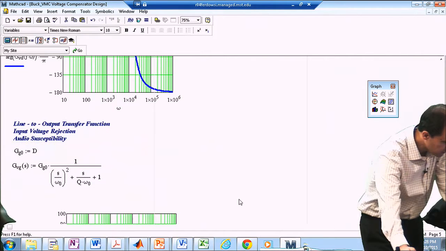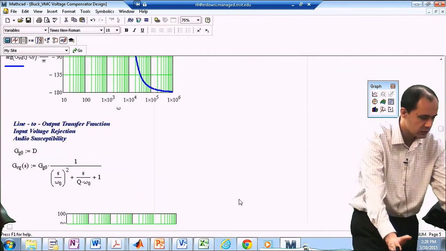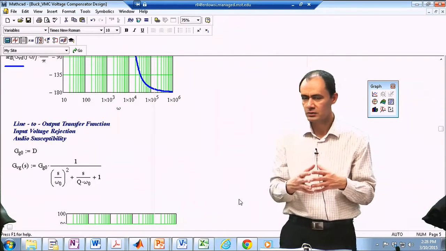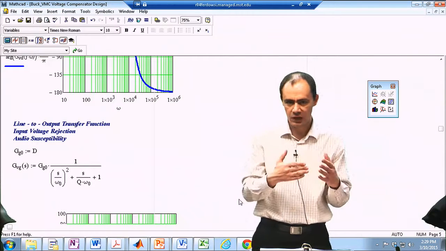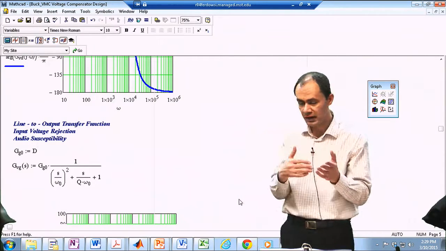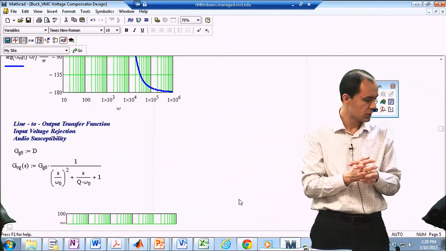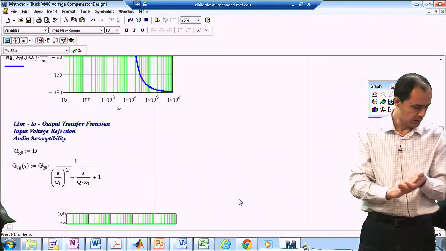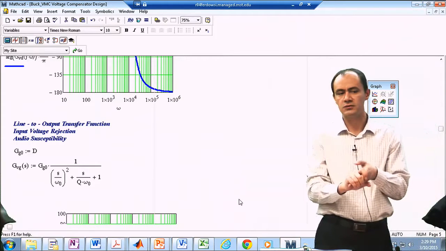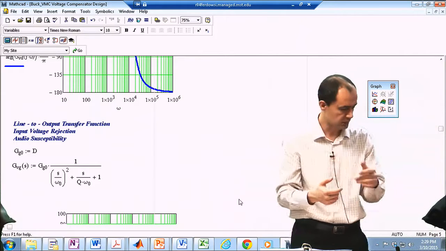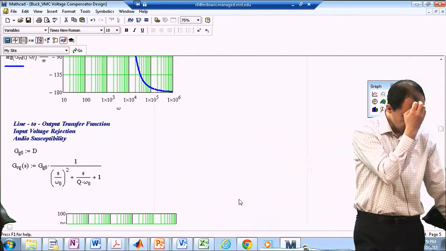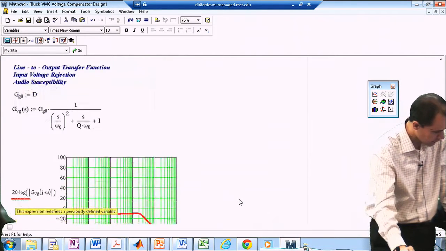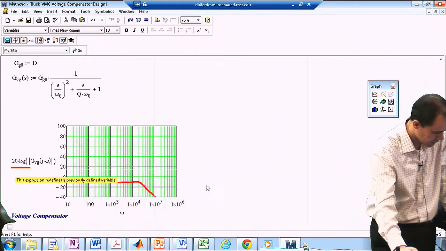In addition to what I'm doing, I'm also looking at 2 others. These are not really required for the loop gain design, but I'm just going to observe them to see how they change before and after the loop is closed. One of them is the audio susceptibility, or how perturbations in the input voltage would affect the output voltage. So we have this transfer function from before for the buck converter.